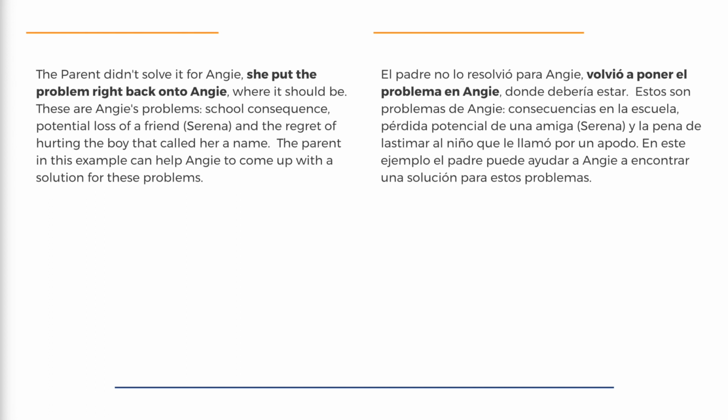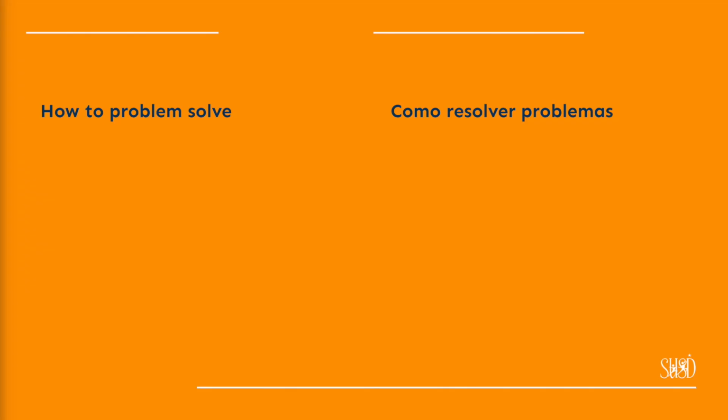These are Angie's problems: school consequence, potential loss of a friend, Serena, and the regret of hurting the boy that called her a name. The parent in this example can help Angie to come up with a solution for these problems. How to problem solve.